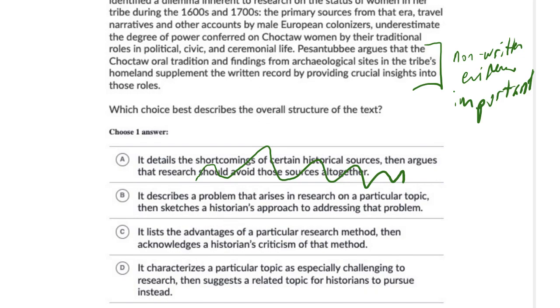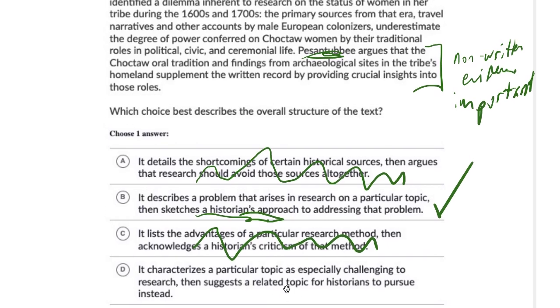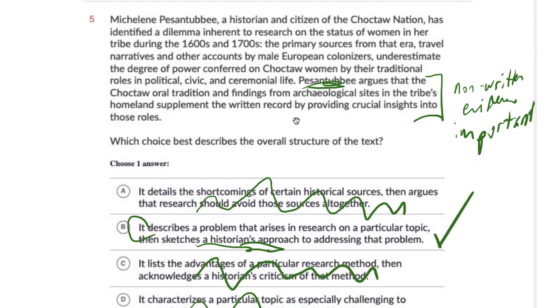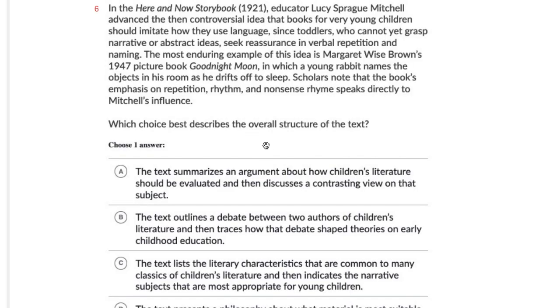B, it describes a problem that arises in research on a particular topic, then sketches a historian's approach to addressing that problem. It lists the advantages of a particular research method, then, no, it's not listing the advantages of a method that gets criticized. It characterizes a particular topic as especially challenging to research, then suggests, no, it's not doing that. Yep. Describes a problem, and then a potential or partial solution.